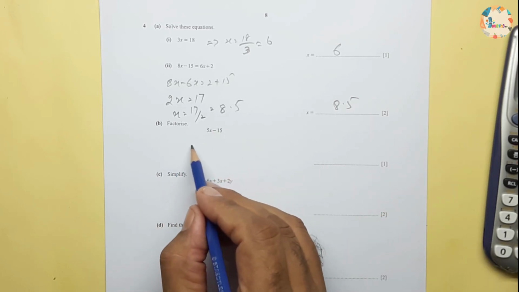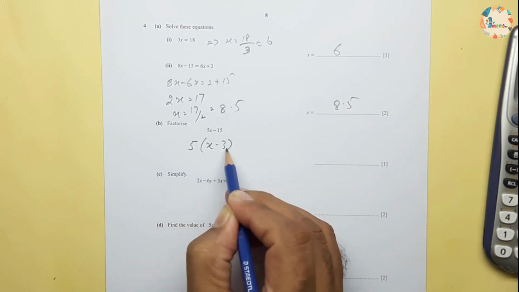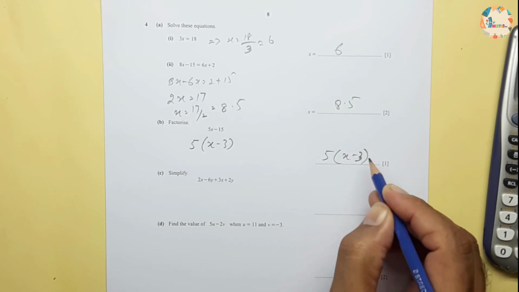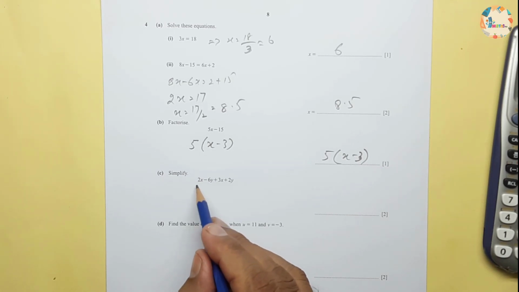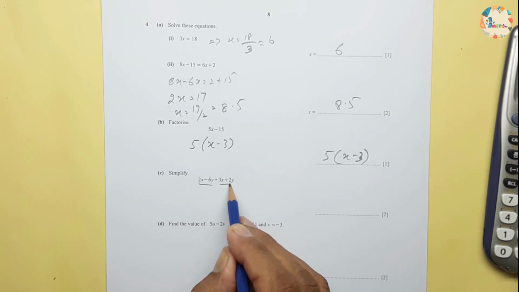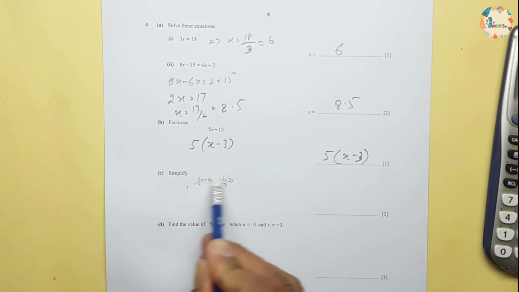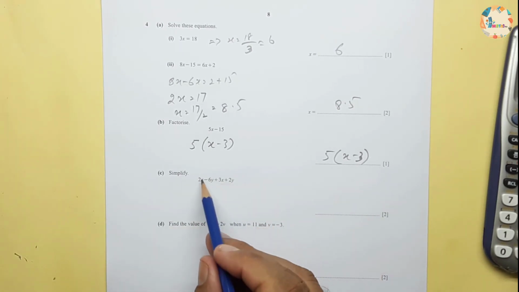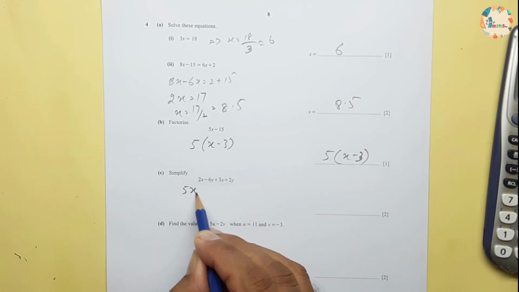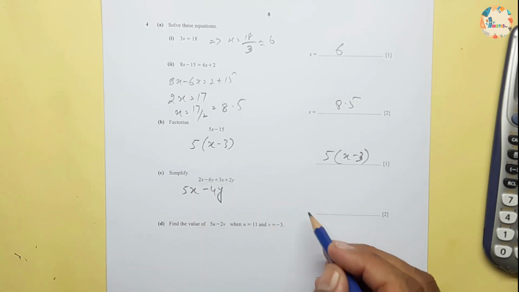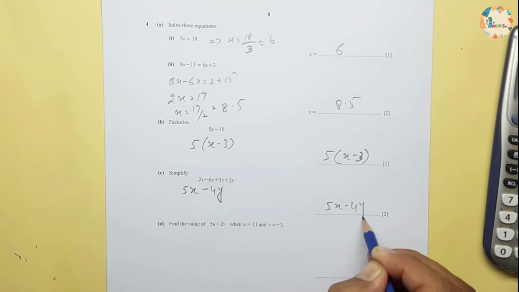We will have to factorize. 5 we can take common. Inside will be x minus 3. So this will be our answer, x minus 3. Next, C part, to simplify. We'll have to add like terms only. Like terms will be, we can add this 2 and 3 will be 5x, and this will be minus 4y. So this will be the final answer, 5x minus 4y.